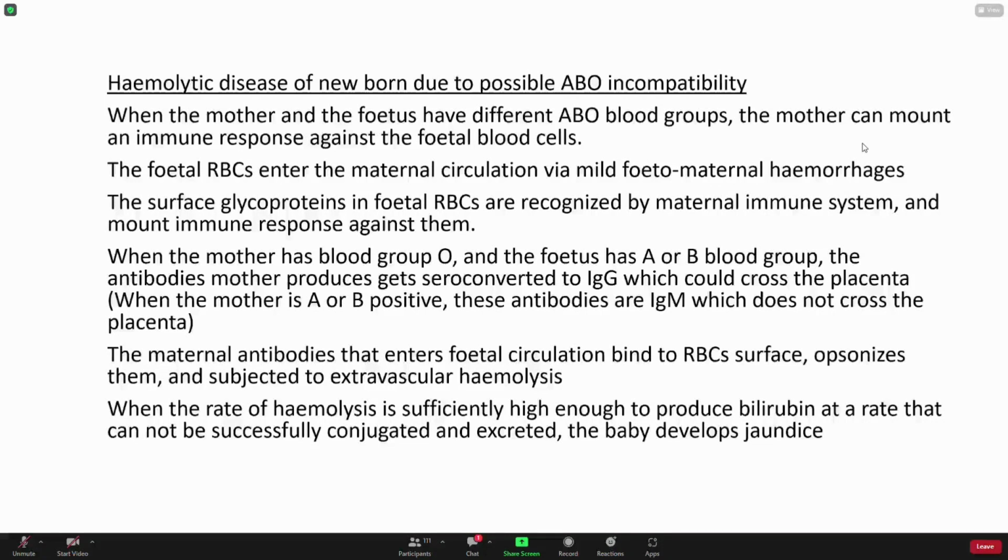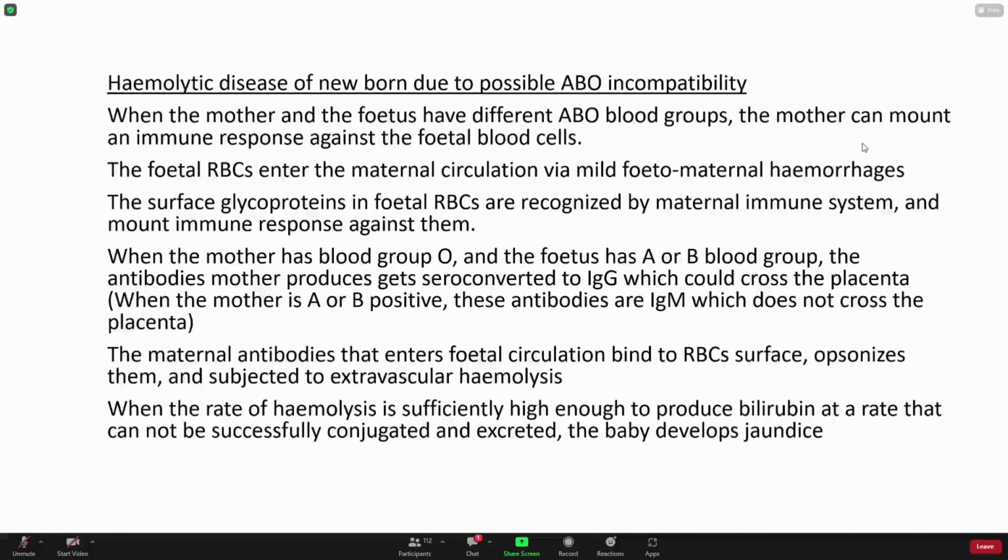And when the mother is A or B, they most of the time produce IgM. Very rarely do they produce IgG. That's also only in the B mothers, right? So if the mother is A or B, they don't produce IgG, which just does not cross the placenta. So if the mother is A or B and the baby is B, they are very unlikely to develop ABO incompatibility.